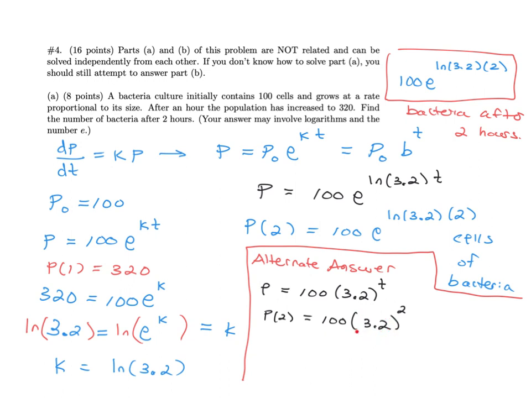If you square 3.2, I think that's, let's see, it's going to be 10.24. And if you multiply that by 100, P of 2 is actually equal to 1,024. And this would be cells of bacteria at 2 hours. And this would be an acceptable answer too. It really depends on which form of the equation you choose to use. So you could either write your answer as this, if you used this version of the equation, or if you wanted to simplify it, you could write it like this, if you're using this version of your equation.